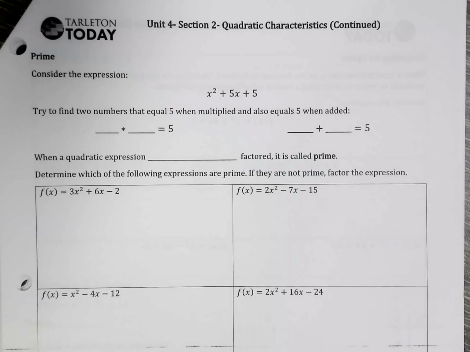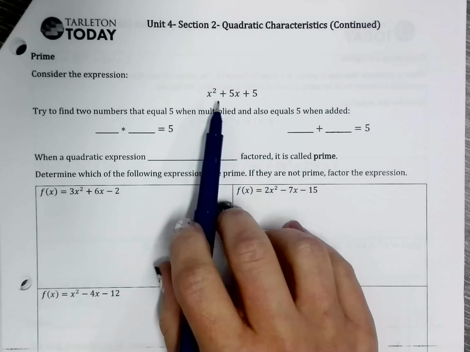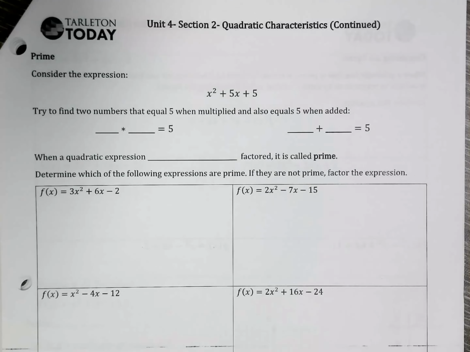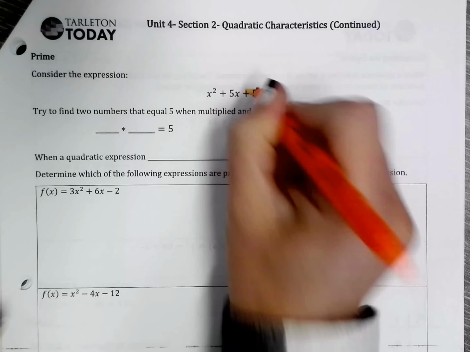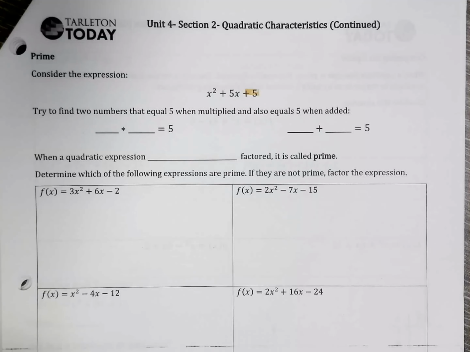Hello, page 5, prime. Sometimes I don't know if I like the prime or not, but they exist too. Like we've been factoring, we're trying to find two numbers that multiply to the constant right there, and the same two numbers add up to the one in the middle. They add up to 5.